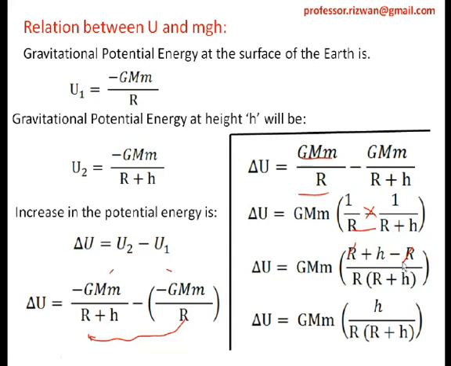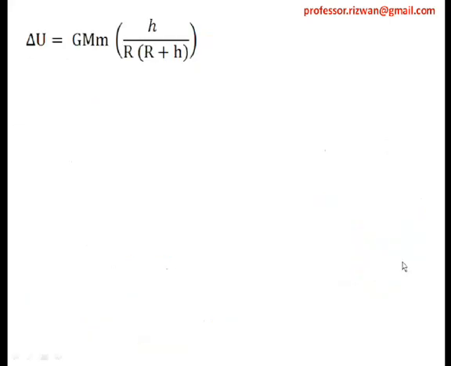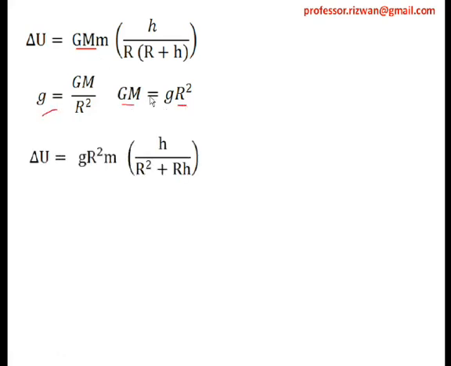Further simplification, delta U is equal to GMm upon h upon r plus h. Now just multiply this r and substitute. We know this g, small g, gravitational acceleration, is given by GM upon r square. So I can substitute the value of GM from this formula, GM is equal to gr square. So delta U is equal to gr square into small m into h upon r square into r plus h, right. This gr square is only substituted, rest is there, and this r square I have multiplied, r into r is r square, and then rh.